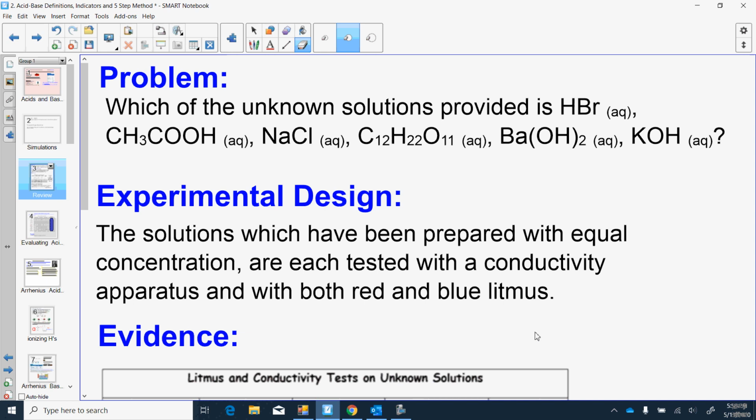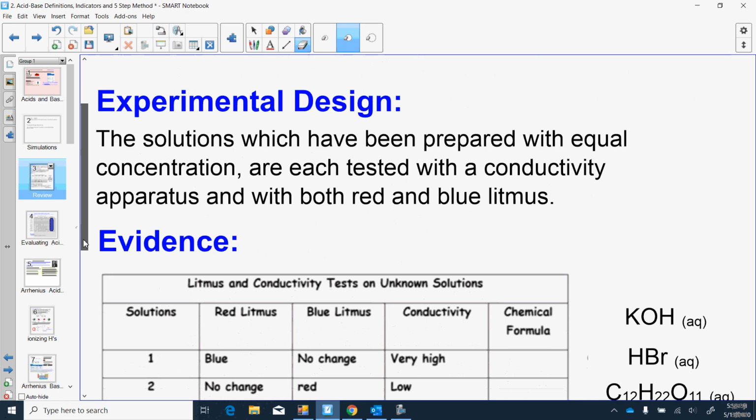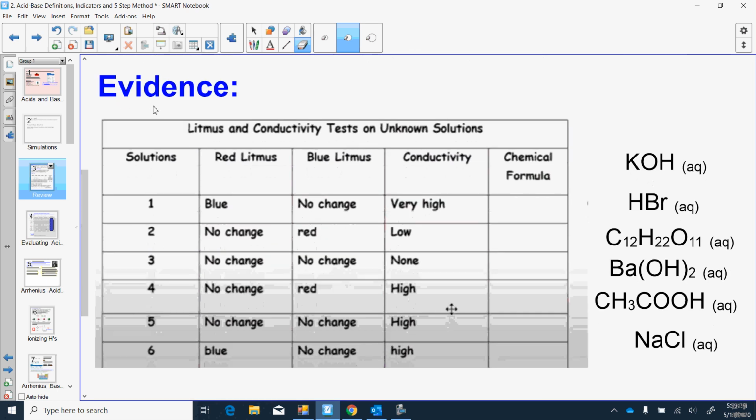So what I want you to do here, we're going to pause for a second. The problem here is which of the unknown solutions provided is HBr, CH3COOH, NaCl, C12H22O11, Ba(OH)2, and KOH. So we've got these solutions, and what they've done is the solutions have been prepared with equal concentration, which is smart, right? Remember, we want to have equal concentration so we can compare them specifically. They're each going to be tested with a conductivity apparatus, just like we saw, and with both red and blue litmus.